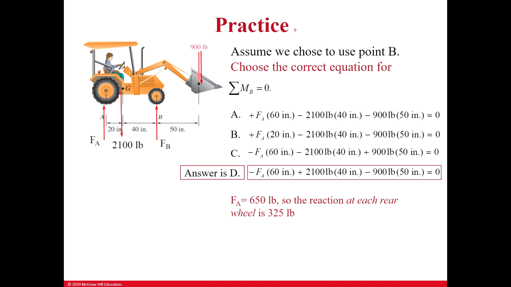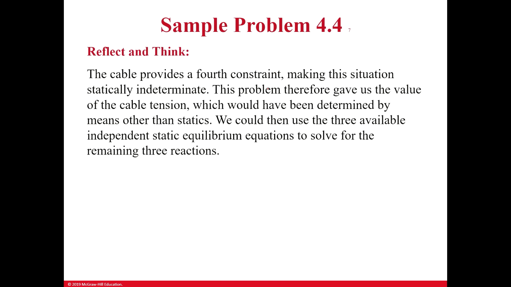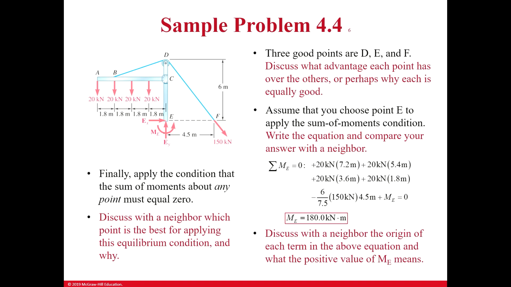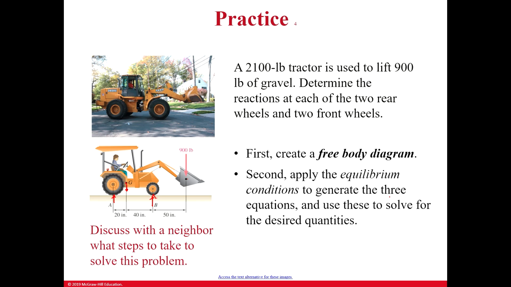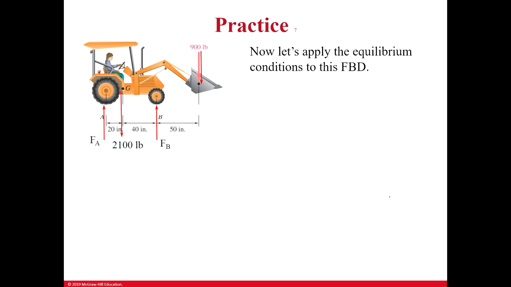That's the difference between this problem and the last. In the last problem, let's use this as an example, we're wanting to find the moment at E. So that has to be part of the equation. Okay, and then the setup with the equations will give us everything except for the moment. That's what we find. In this problem, we're not finding the moment. We're doing a moment around point B, which will give us summation of moments around point B equals zero. And the moment at B will give us negative 900 times 50 and plus 2100.